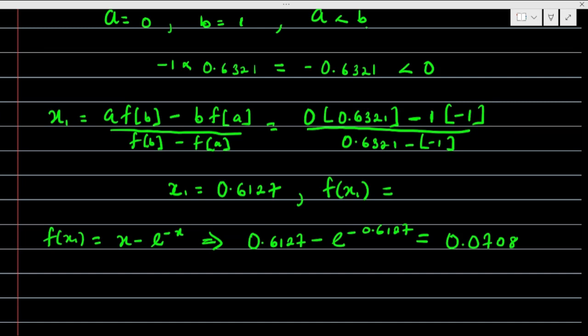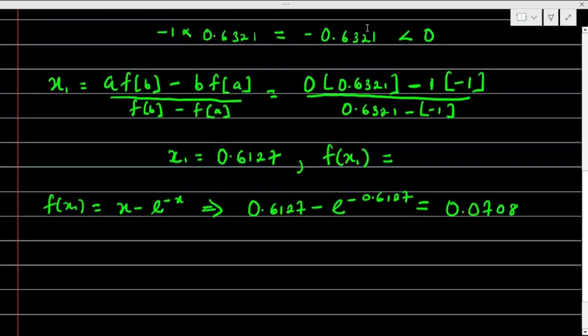0.0708. What do you now notice? You will now notice that this is giving us a positive value, right? It is giving us a positive value. Don't forget I said something earlier that our f of a multiplied by f of b must be less than 0.